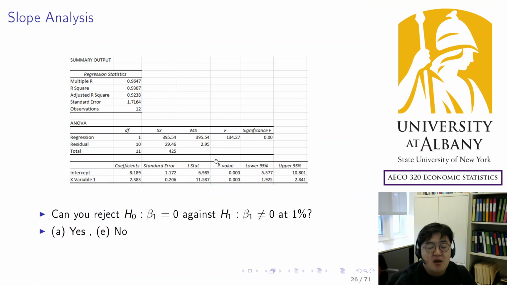Okay. So what Excel does not do for you is making the final decision. So suppose that your belief is beta 1 equals 0, marginal cost is 0, against a two-sided test, two-tailed test, and the significance level was 1%. Can you reject the null or not? It is still your decision, right? The answer is yes. P-value is 0, which is lower than the significance level. Then you have to reject the null hypothesis. So you have to reject.